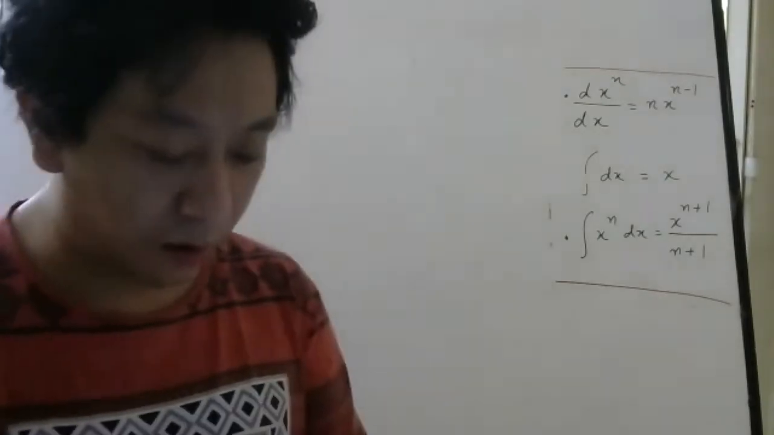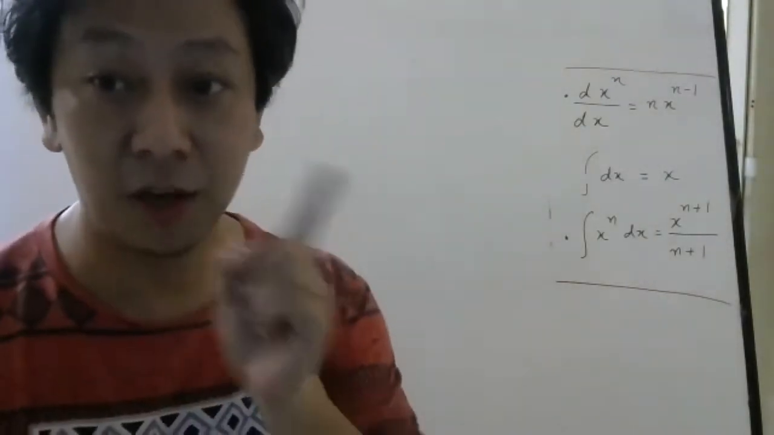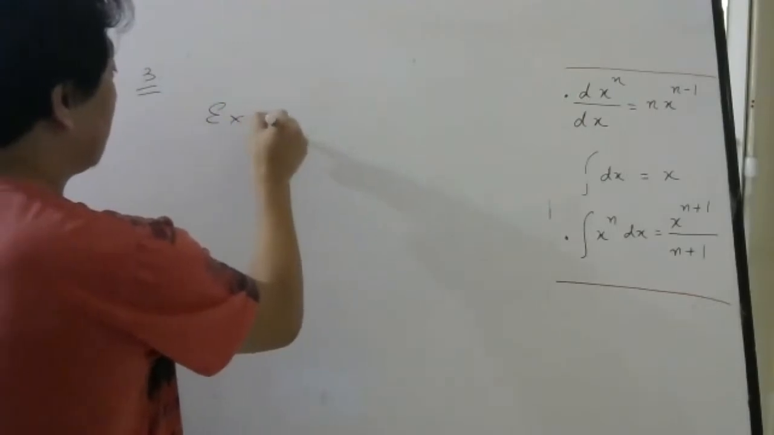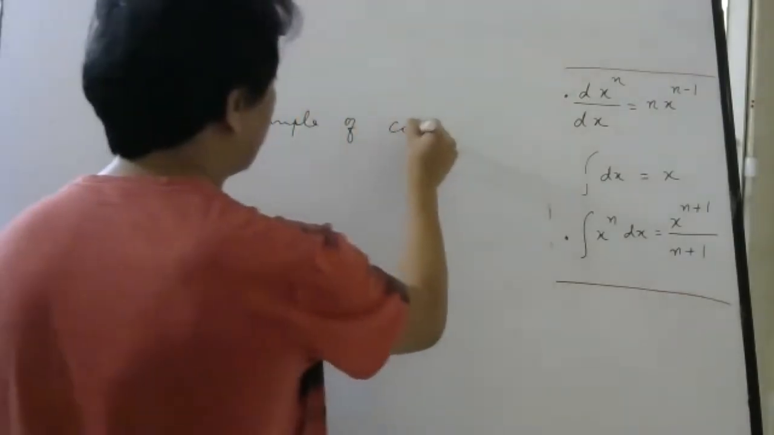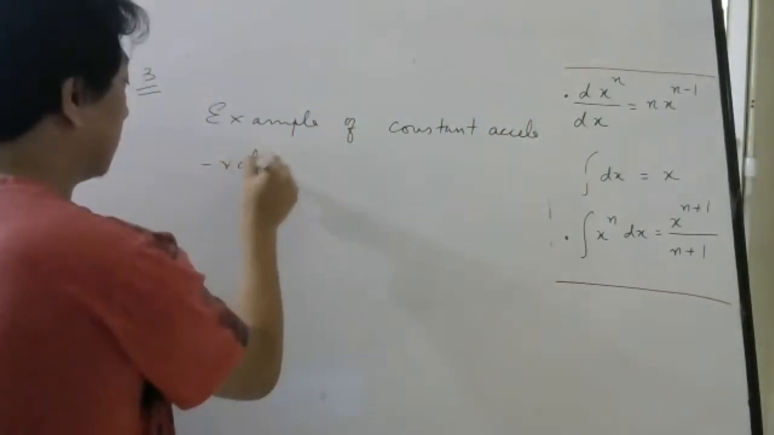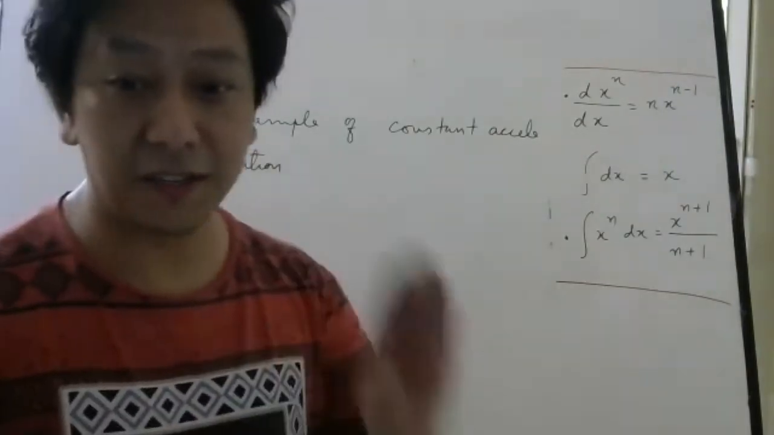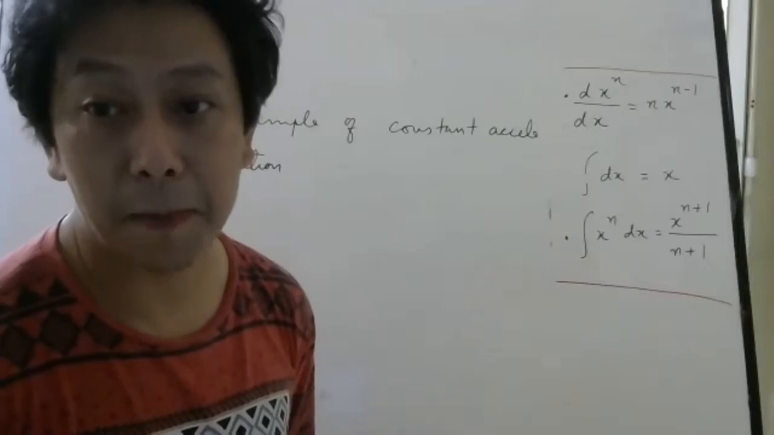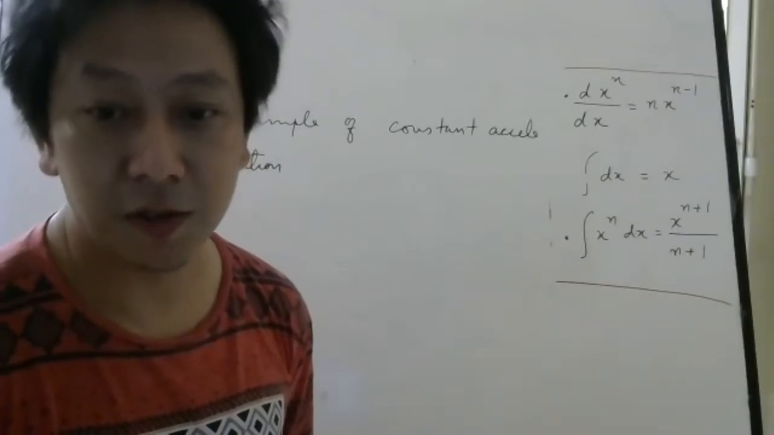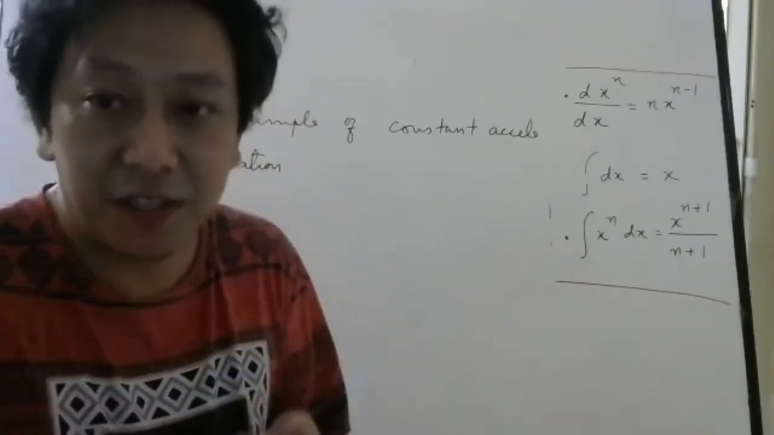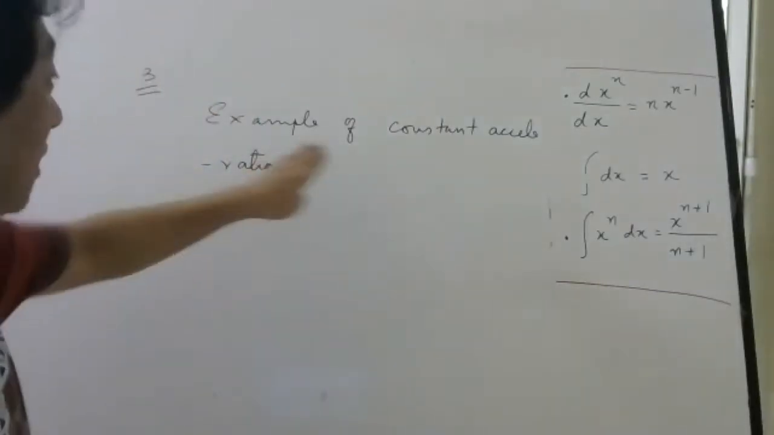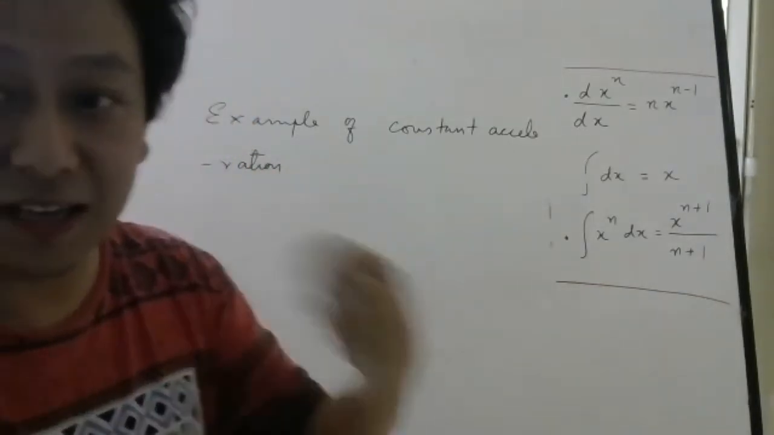Give an example of uniform accelerated motion, not uniform motion, uniform accelerated motion. So they want an example of constant acceleration. If there is constant acceleration, then velocity will change or not? Velocity will 100% change, because acceleration is nothing but change in velocity divided by time taken. So if there is constant acceleration, then velocity has to change.